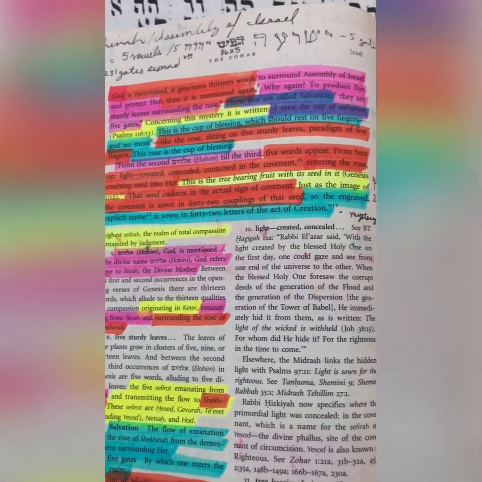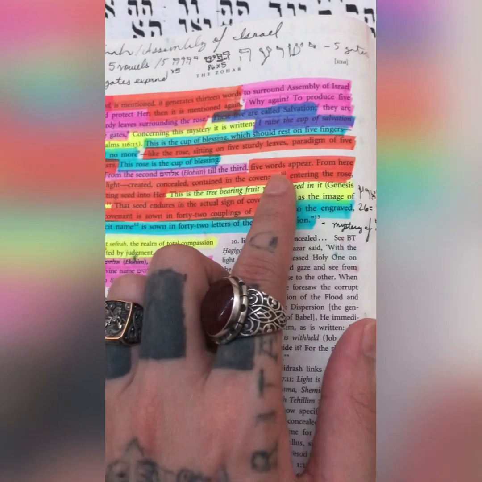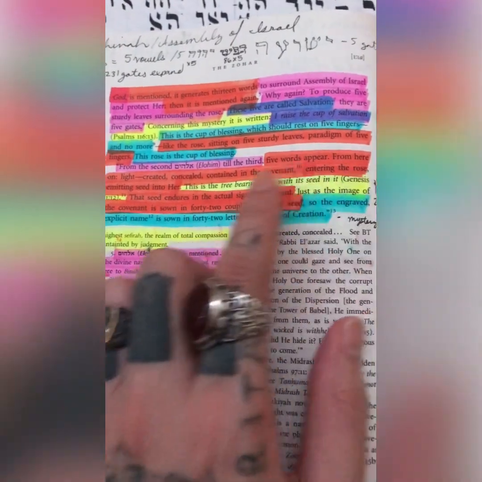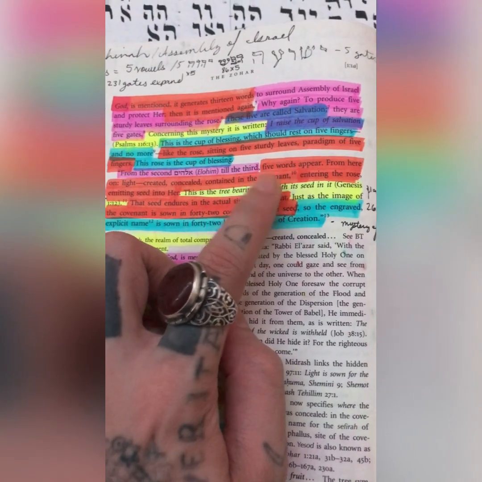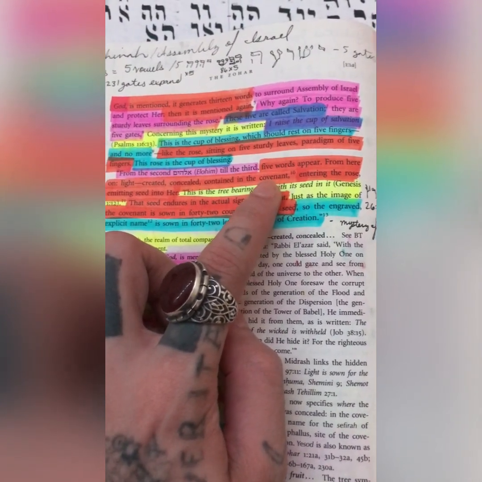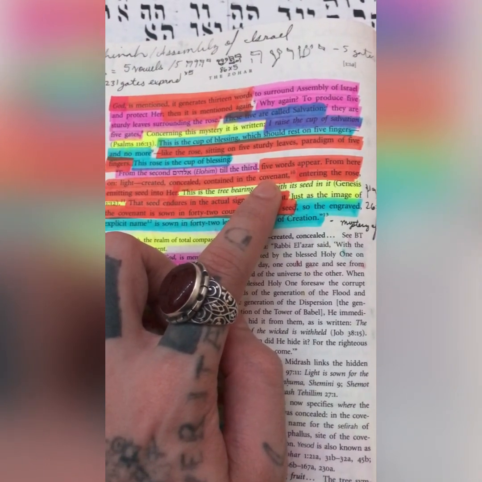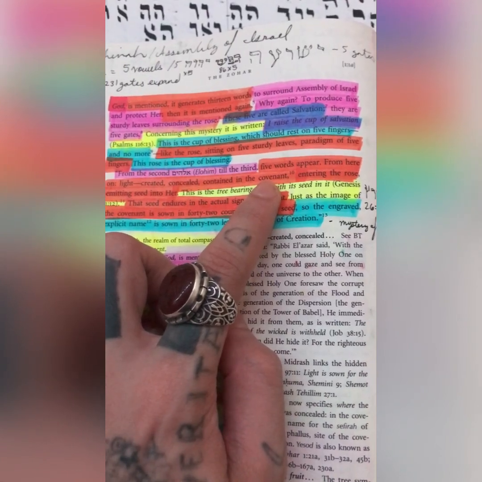We next read, after these 5 words appear, from here on, light created, concealed, contained in the covenant. What is the covenant? This is Yesod of Zeir Anpin, as it is shown here.